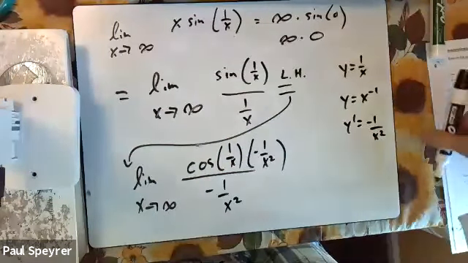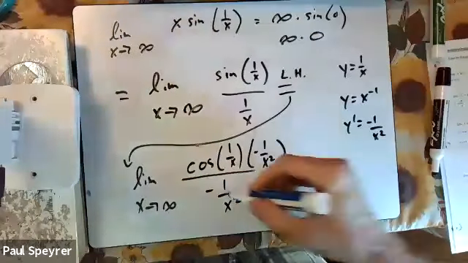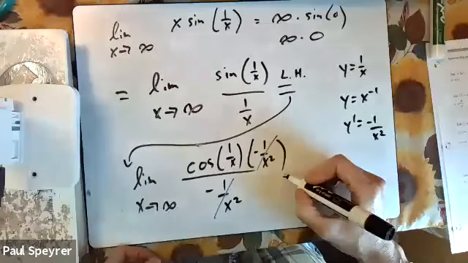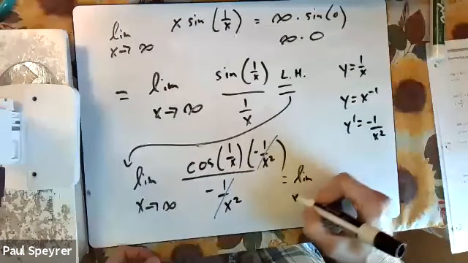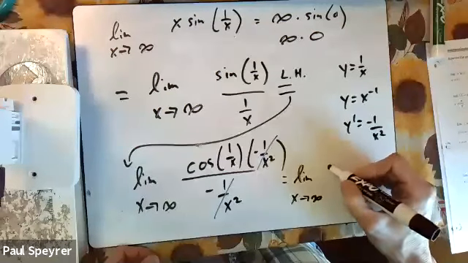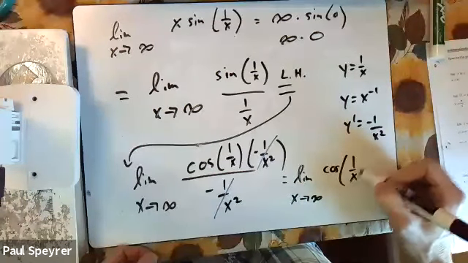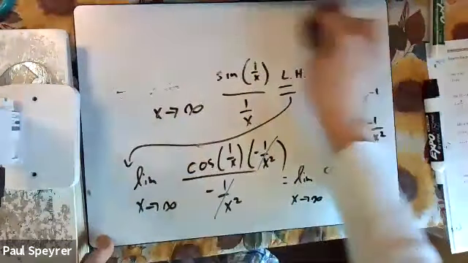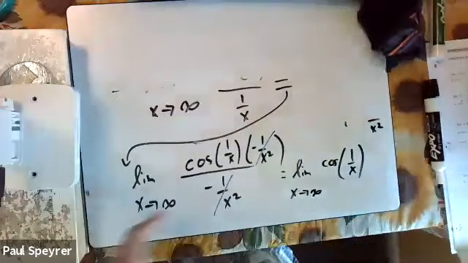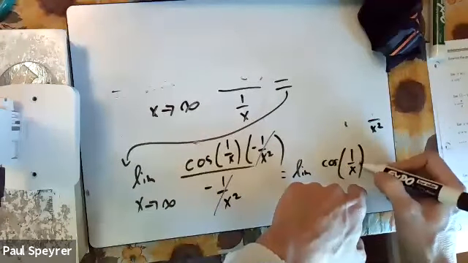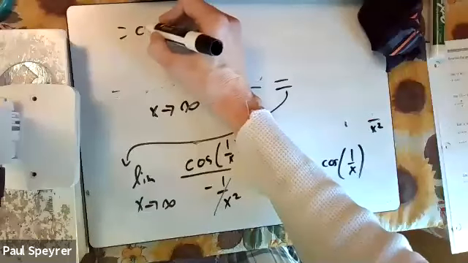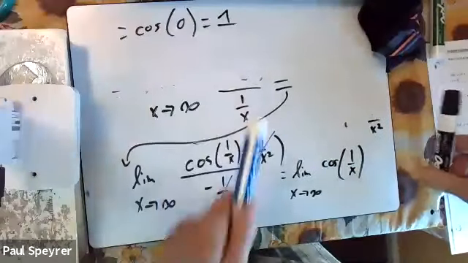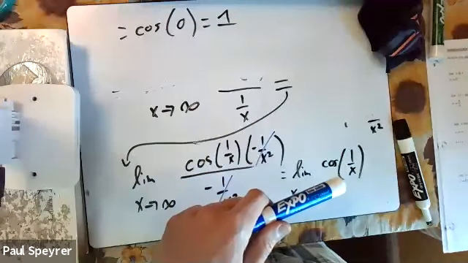Now, what can we do right here? Well, something nice happens, right? These can reduce. So now you're just left with the limit as x approaches infinity of cosine of 1 over x. So as x approaches infinity, where does the inside go? That goes to cosine of 0. What is cosine of 0? It's just 1. So there's your limit right there.